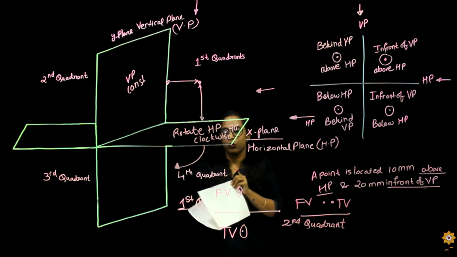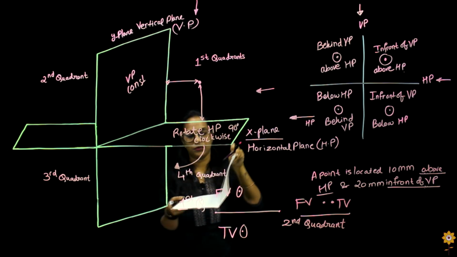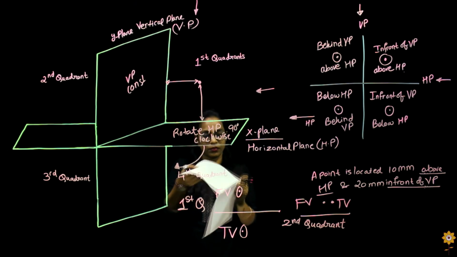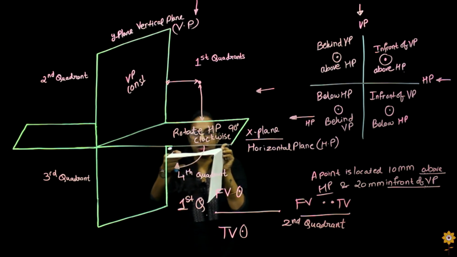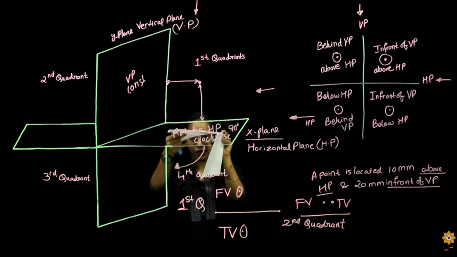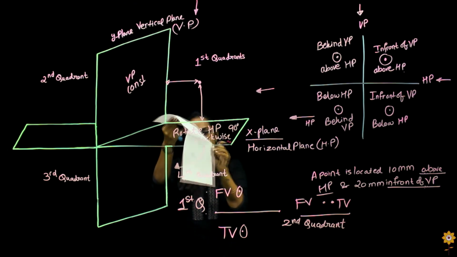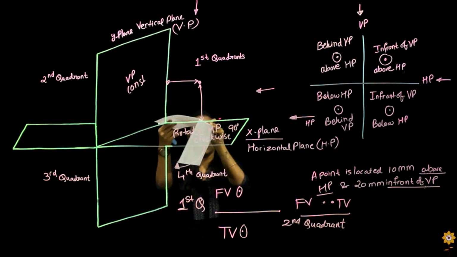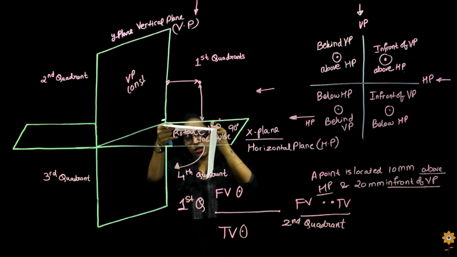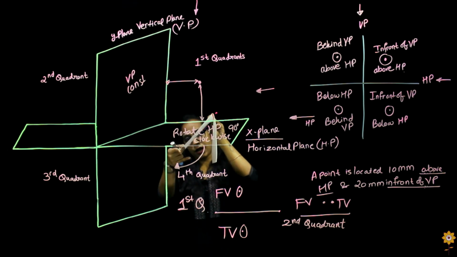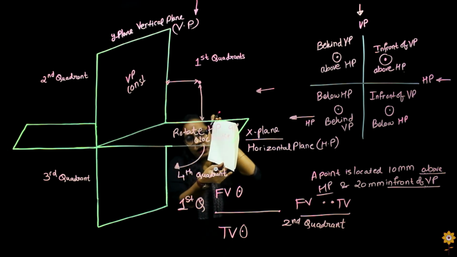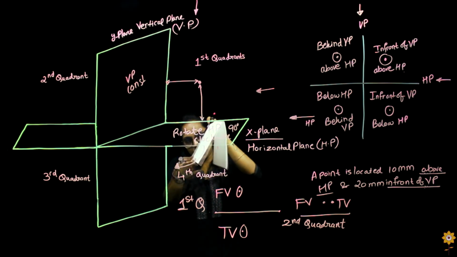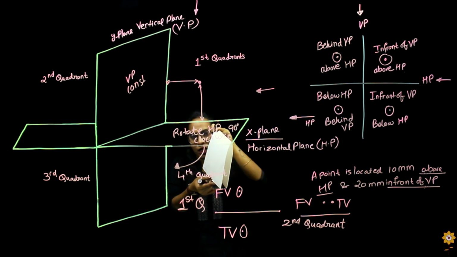Now if I move on to the third quadrant, so this would be my third quadrant. So what we do, we keep the vertical plane constant. So here this would be my vertical plane. So I keep the vertical plane constant and I rotate my horizontal plane clockwise. So you need not rotate in this way because this is an anti-clockwise direction. This is a usual mistake that we do.